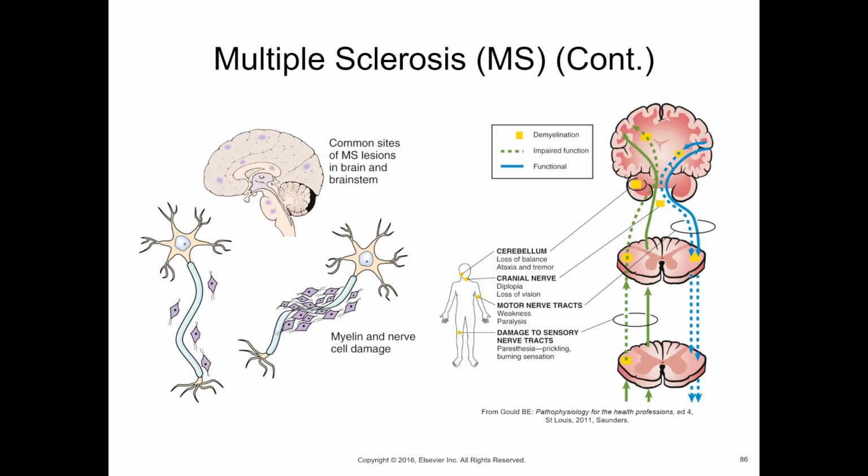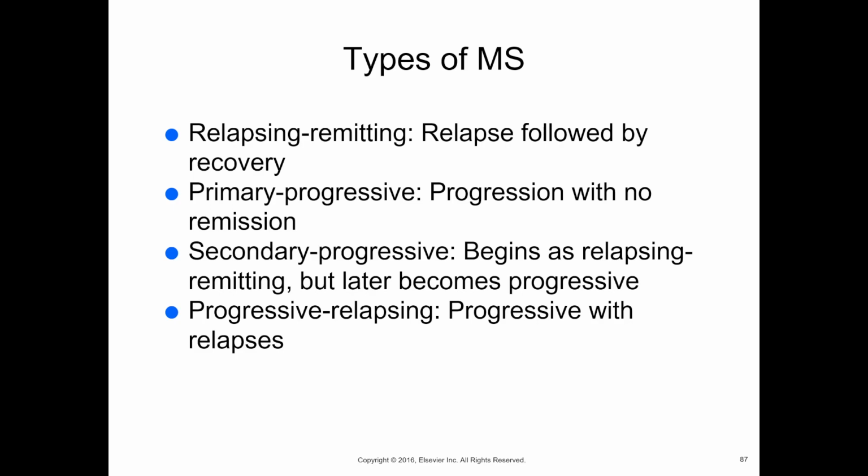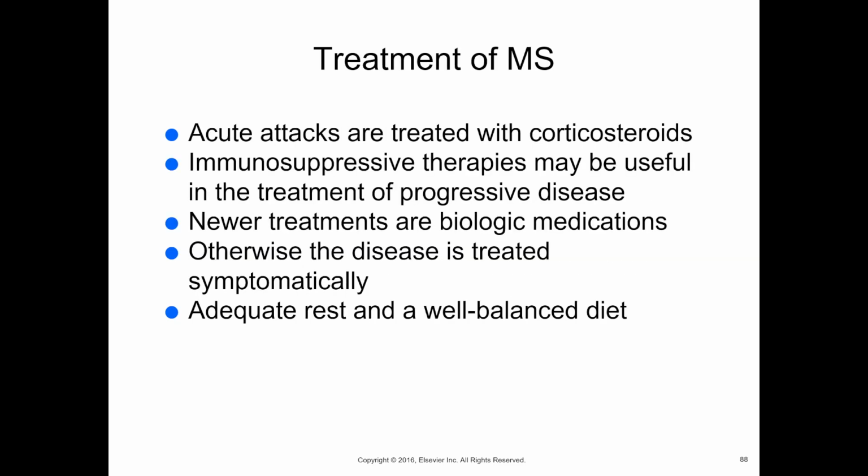There's a certain pattern that you could look at in the eye to have an idea if somebody is likely to have MS or not. There's multiple different types of MS, but not something that we need to dive too far into here.